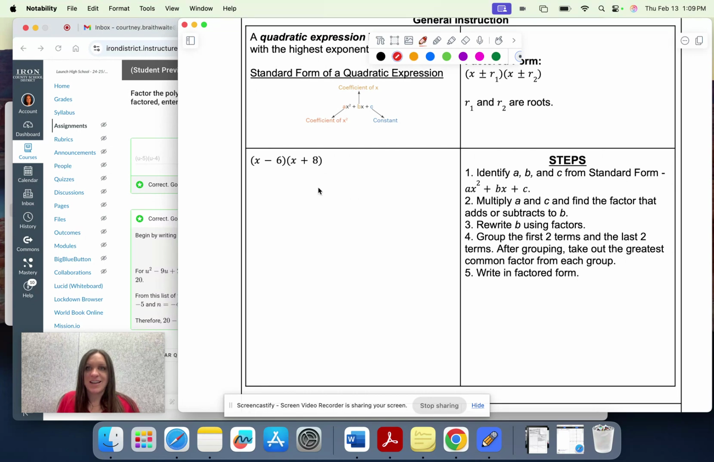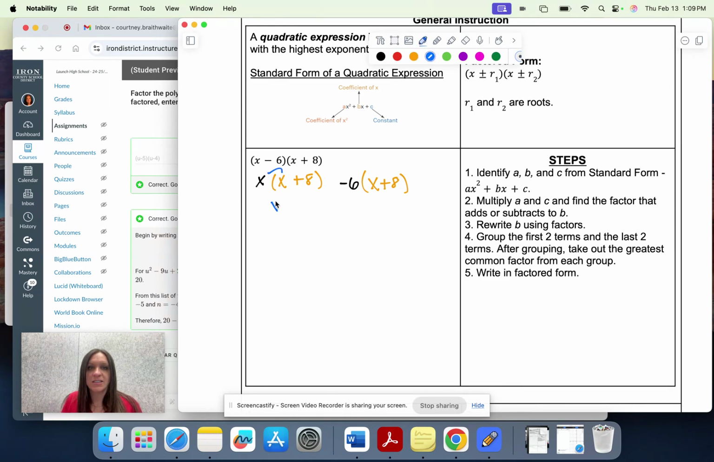It's the opposite sign. So I'm going to just start by what you know. We're going to multiply these and get this factored form into standard form. So remember, we split our first binomial and write the second one twice. And then we would multiply.